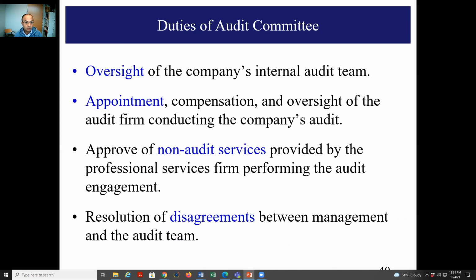Now, the audit committee is responsible for hiring and firing the external auditor. They have oversight over the internal audit team, and the audit committee is responsible for making any resolution between the external auditor and the management if any disagreement happens, and of course approving any non-audit service for the audit.